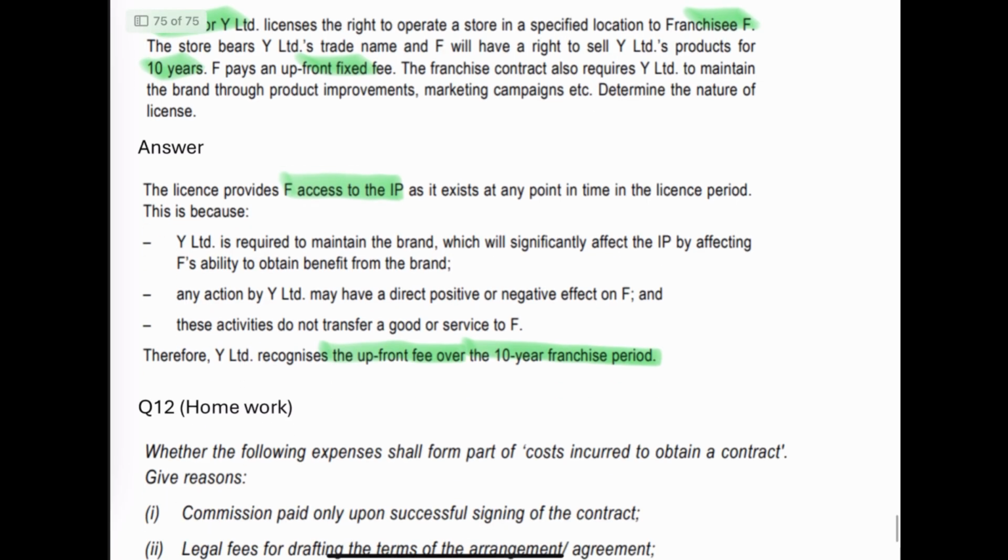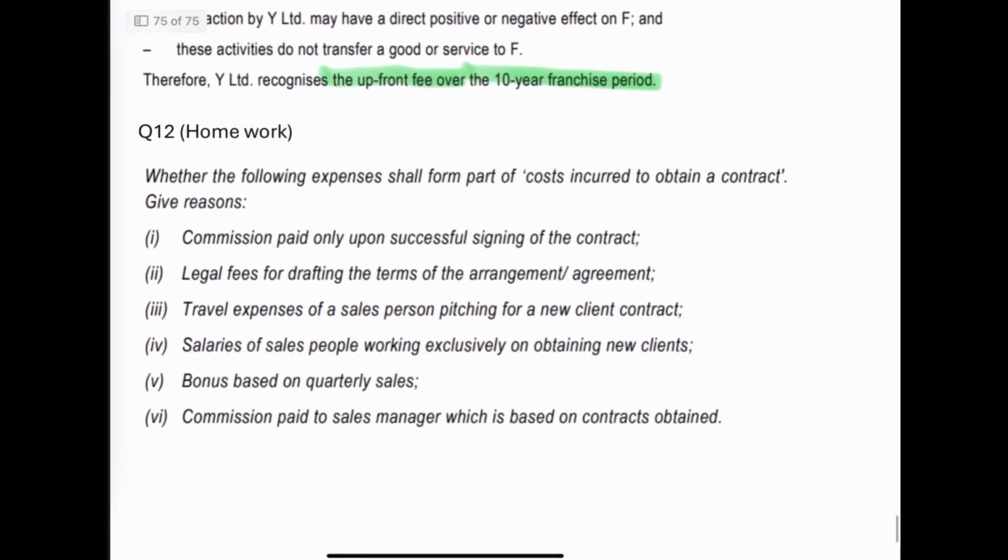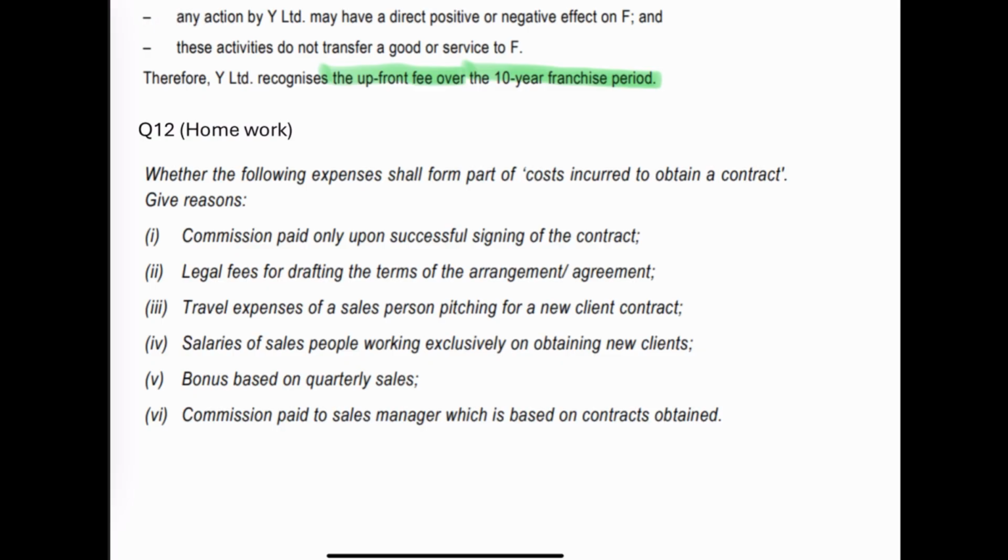Then I have tried to give one homework here. Please go through it. This is a sum we had in one of the CA final exams. Please go through it and try to answer yourself. Okay, with that, let's conclude. If you need any further assistance, please comment.